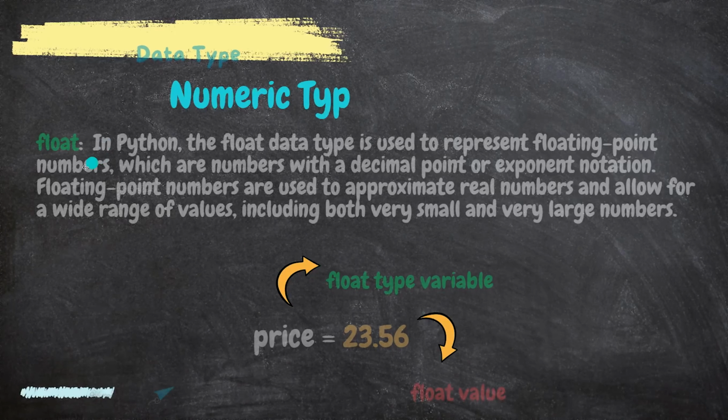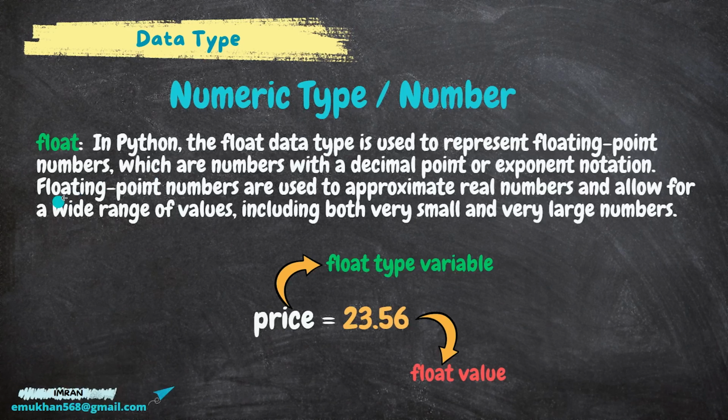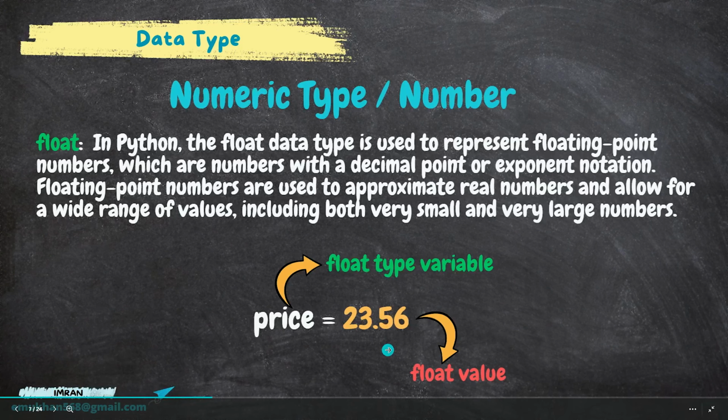Now float. In Python, the float data type is used to represent floating point numbers. After an integer number, if you have any decimal point, then that will be called a float type value, and the variable will be called a float type variable. Here you can see we have decimal point 23.56, so it is a float value.